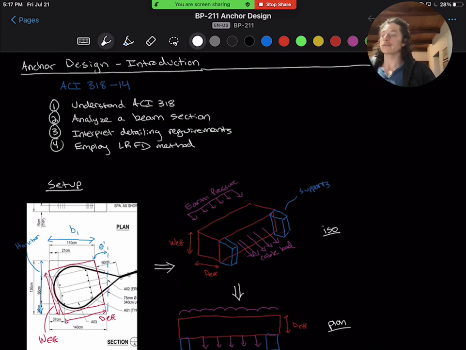The learning objectives for this module are as follows. First, we want to understand how to navigate the ACI 318 code. Second, we want to analyze a reinforced concrete beam for adequate strength. Third, we want to interpret code requirements for reinforcement placement and detailing. And fourth, we want to learn how to employ the LRFD, the load and resistance factor design method for reinforced concrete design. But first, we need to set up our problem.